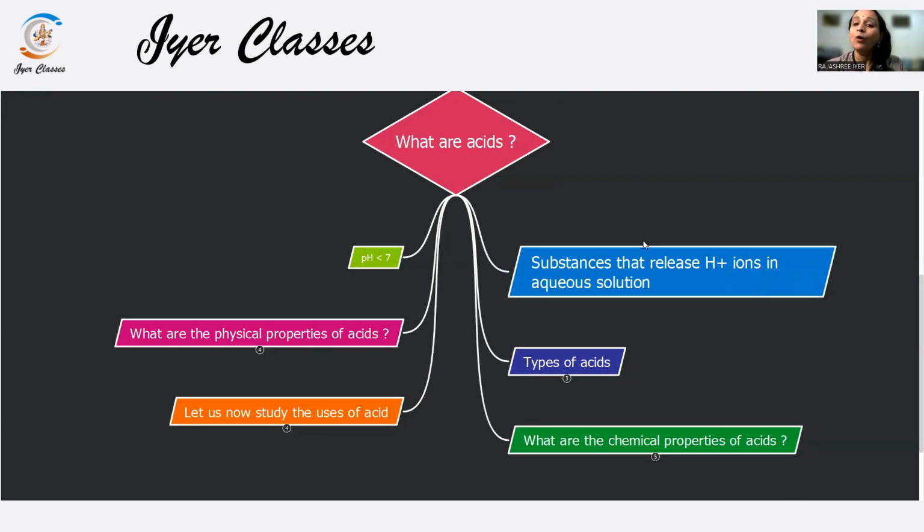Now, to understand what makes a substance an acid: every substance which, when added to an aqueous solution, that means if you add the substance to water, gives you H+ ions, is classified as an acid. And this H+ ion will combine with water and give you the hydronium ion.